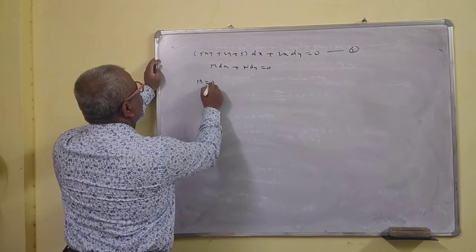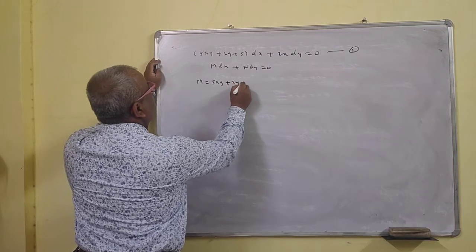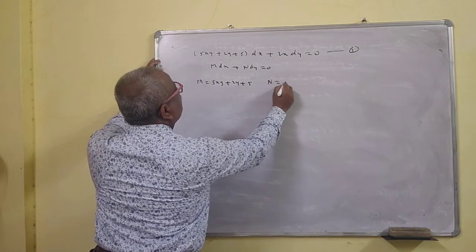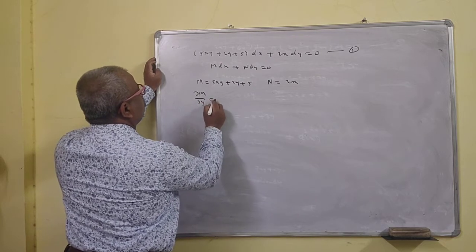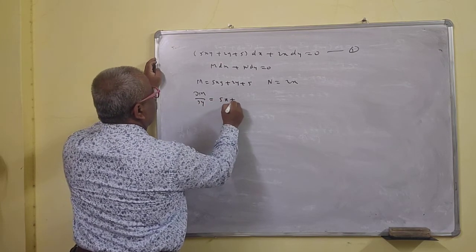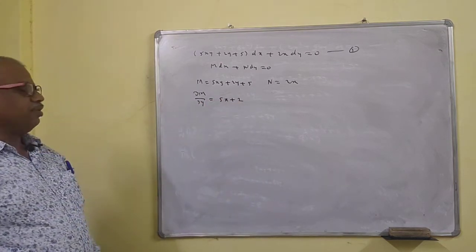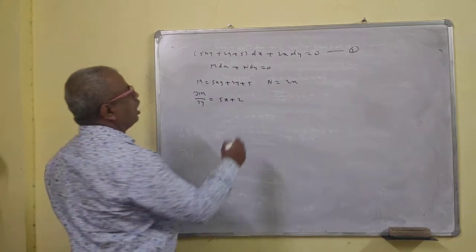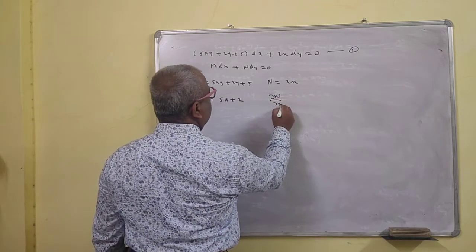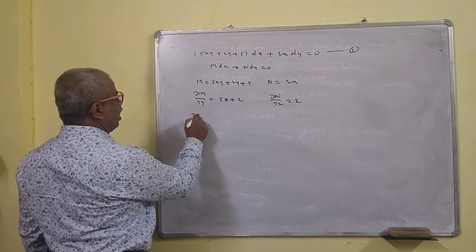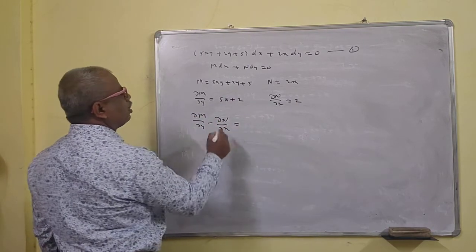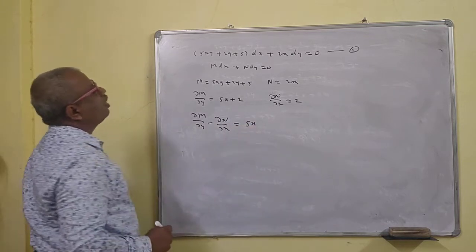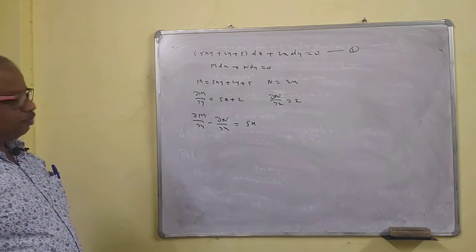Now M is equal to 5xy plus 2y plus 5, and N is 2x. So ∂M/∂y is equal to 5x plus 2, and ∂M/∂x is simply 2. We'll find this difference, by ∂x. So the 2 gets cancelled, this is 5x, this is 5x.